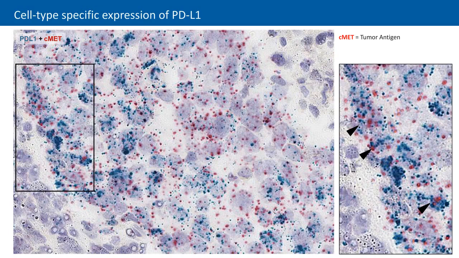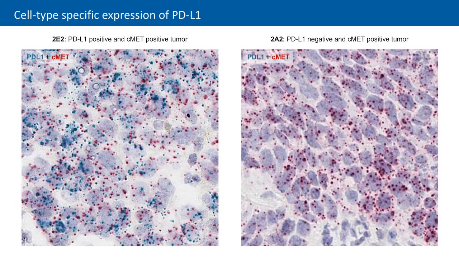Note that here, and also on subsequent slides throughout the webinar, arrows are pointing out some examples of cells co-expressing both targets, but they are not limited to those cells pointed out. Here we show two c-Met positive tumor cores with c-Met in red, and core 2E2 on the left is a PD-L1 positive tumor, while core 2A2 on the right is a PD-L1 negative tumor with no co-expression of PD-L1 and c-Met.